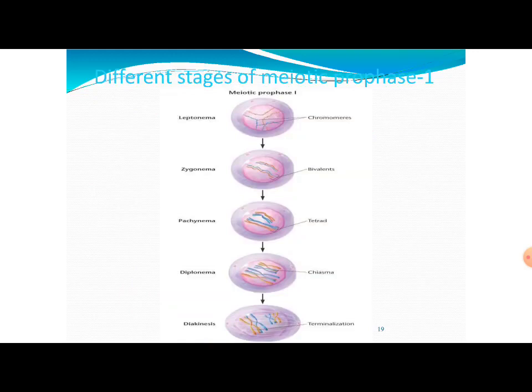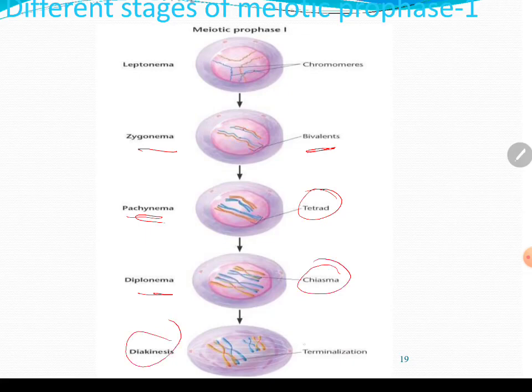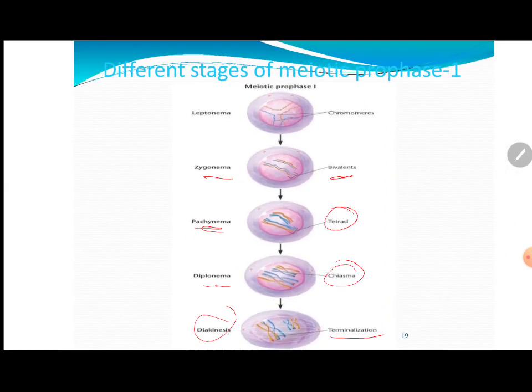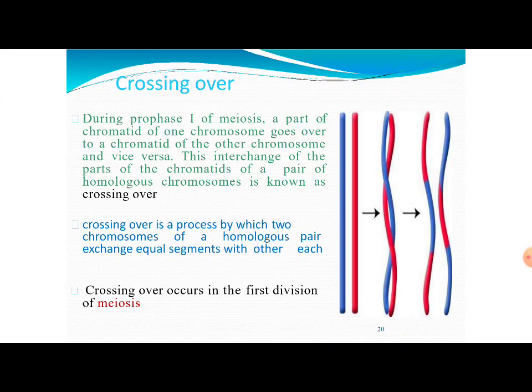So these are the different stages of meiosis. You can see the chromosomes. During zygonema, bivalents are formed. During pachynema, they become tetrads. During diplonema, the chiasmata are clearly visible. And during diakinesis, the chiasmata spread across and terminalize, and crossing over is complete. Now, we'll see in detail what crossing over actually is.